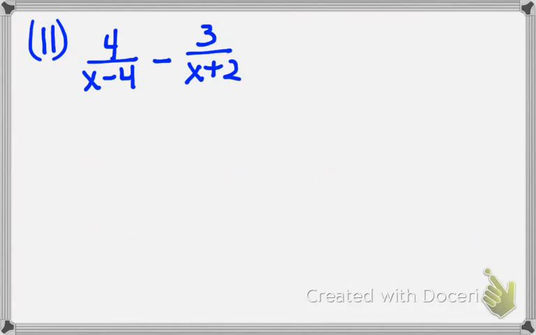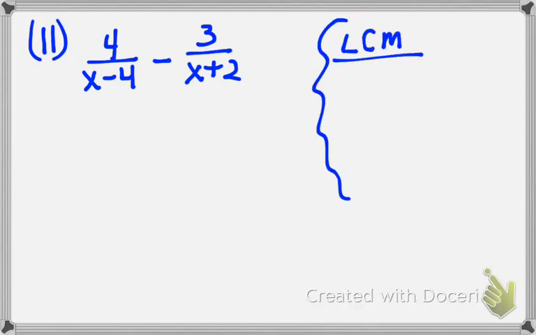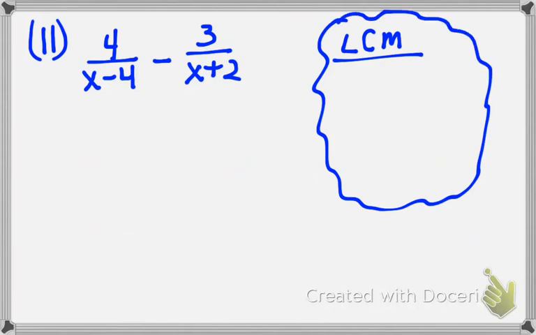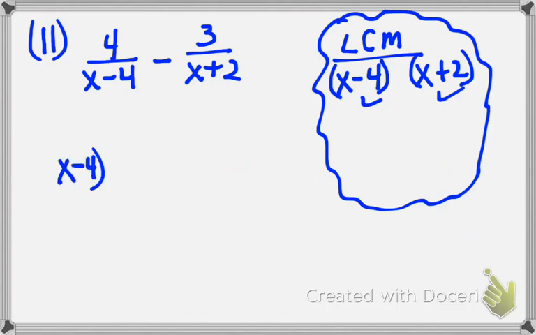For number 11, we're still adding and subtracting, but this time we do not have common denominators. So the first thing I'm going to do is look for a least common denominator or a least common multiple. So I'm going to make myself a little note area over here. My denominators right now are x minus 4 and x plus 2. Neither one of these are the same, so I have to use both of them in my new denominator. So my new denominator is going to be x minus 4 times x plus 2.